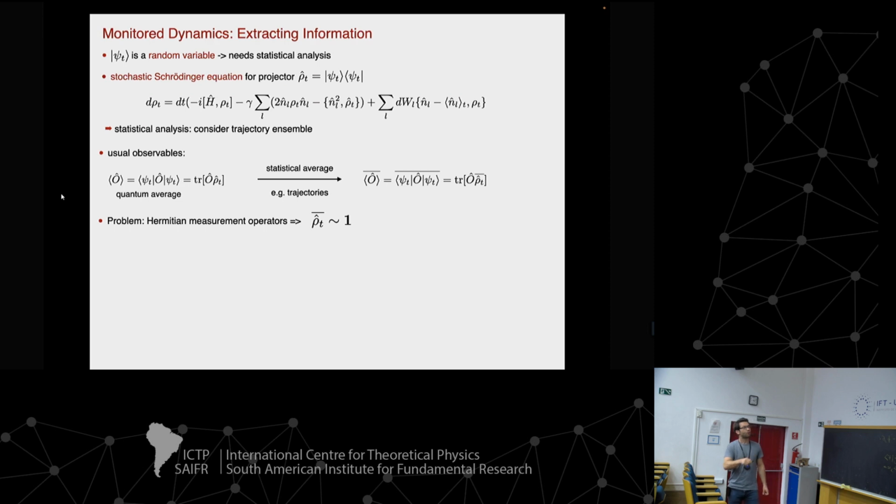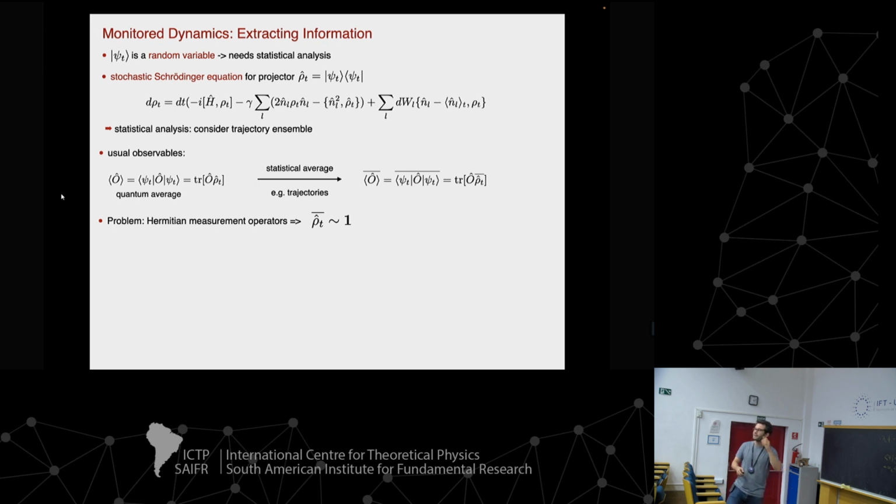Now, the problem is this. If we look at usual observables, if you look in the book on quantum mechanics, all observables are linear in the state. And what is meant here is that I can write them linear in the projector on the state. So that is how you define the quantum average. That's for a pure state, and I can rewrite this as a trace with a state projector.